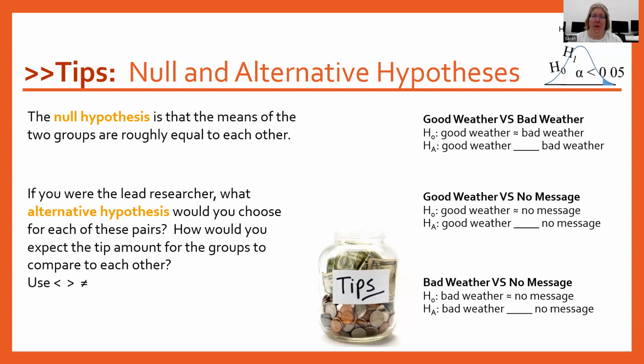So what I'd like you to do is imagine that you are the lead researcher, and decide how you would set the alternative hypothesis for each of these pairings. So either a less than, a greater than, or a not equal to. And don't worry about whether you have the same answer as I have, probably based on experience. If you've worked in the restaurant industry or you've looked at data on tipping, you might have a different opinion than someone else, and that's totally fine. This is just your best guess at how you would set those alternative hypotheses.